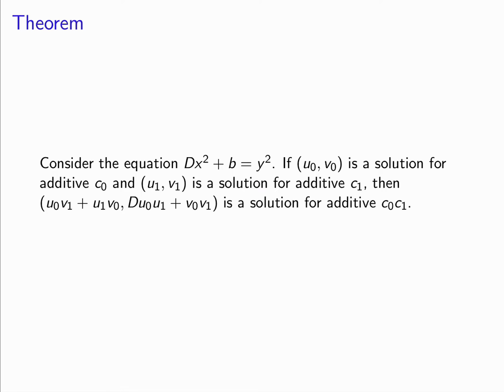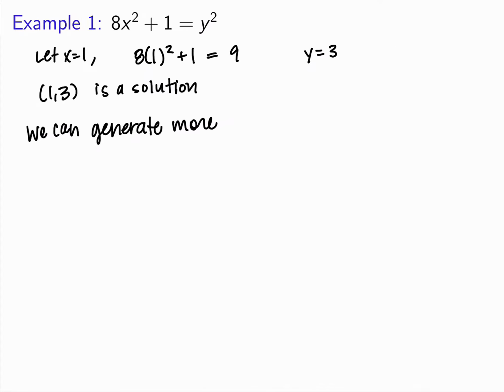So as a reminder, here's what we were looking for. The u naught v1 plus u1 v naught, then d times u naught u1 plus v naught v1. So you can kind of see here the u's and v's are mixed and added together. And over here, the d, which remember is the number with the x squared, is multiplied times the u's and then add the v's. That's kind of the pattern here. And it says a solution for additive c naught c1. And we can see in here our additive is 1. So when we compose this with itself, 1 times 1 is 1. So we'll have a solution for the original as well.